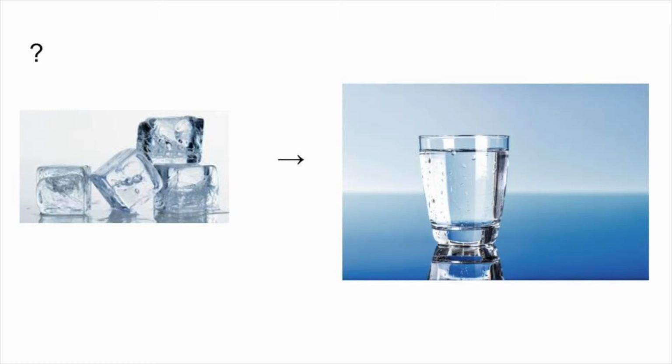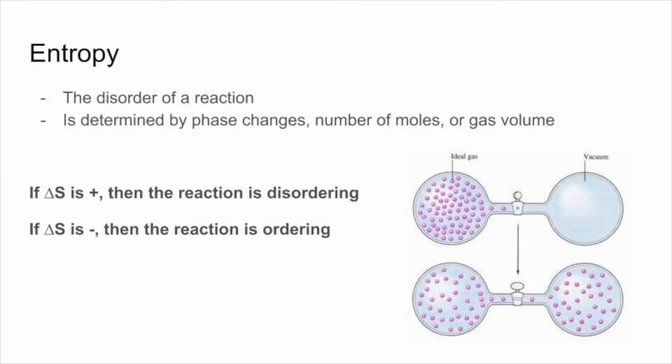So there's another factor in determining the favorability, which is the entropy. Entropy is the disorder of a reaction. It is determined by phase changes, the number of moles, or the volume of gas. In the universe, entropy is always favored. Disorder is always favored. If the delta S is positive, then the reaction is more disordering, but if the delta S is negative, then the reaction becomes more ordering. The picture on the right is an example of the entropy increasing. The gas particles move to fill the open space.